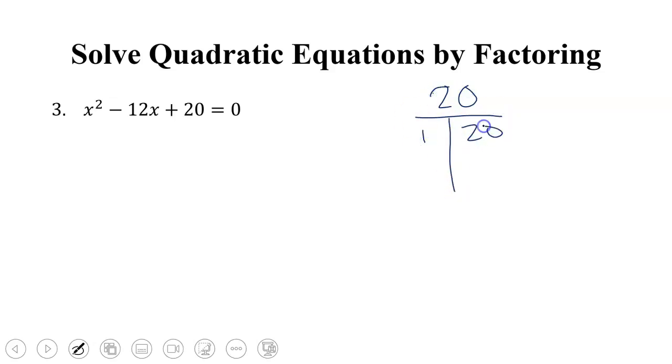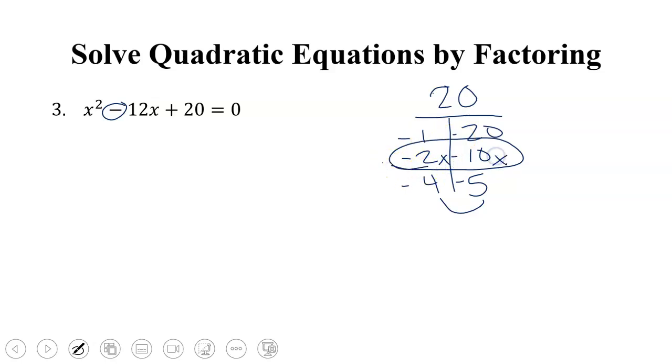So 1 times 20, 2 times 10, 4 times 5, and that's it. So when they multiply, it's a positive 20. So that's 2 positives or 2 negatives. Look in the center. That's a negative. So that means it's 2 negatives. So now I'm going to look for negative 12. Which ones add up to negative 12?